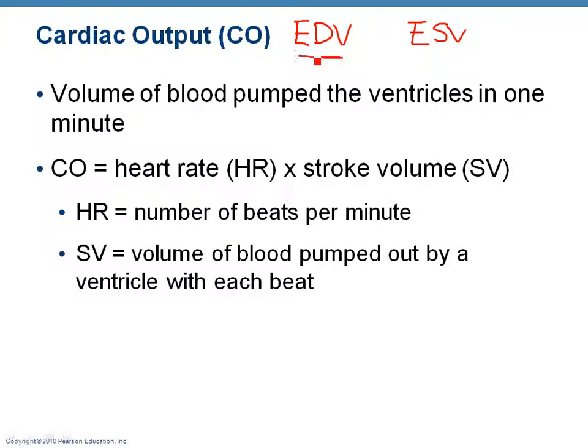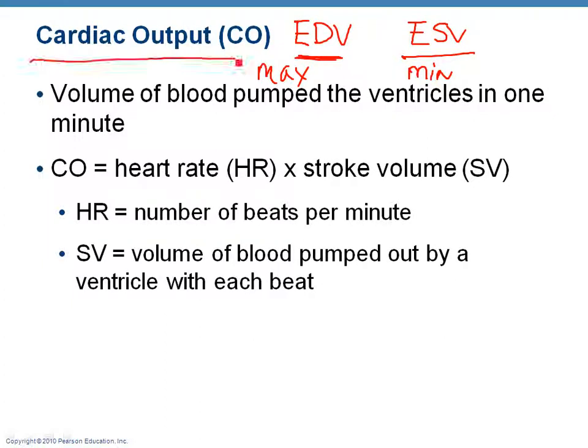Your EDV, that's the maximum volume of blood in the ventricles. ESV, or end systolic volume, is your minimum volume of blood left over in the ventricles after ventricular systole has occurred.